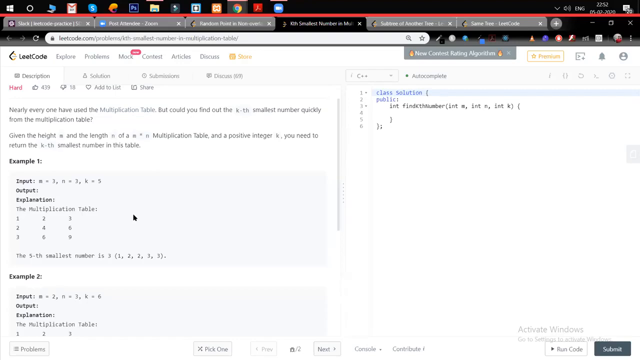Okay, so anyone who tried solving this or has some approach, how to go for it? I will wait for others if they want to share.